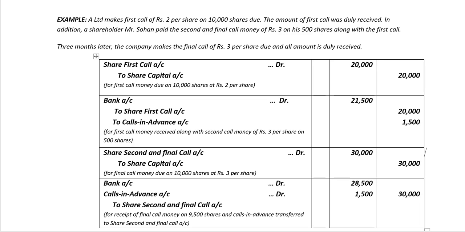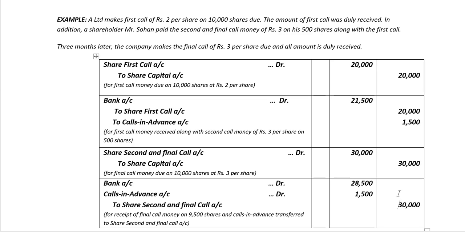Now, the next entry, when the amount of the second and final call is received, we will receive only 28,500 rupees because 1,500 rupees Mr. Sohan has paid along with the first call. So we will debit bank account with 28,500 rupees. We need to transfer the calls in advance account of 1,500 to the second and final call. So we will debit calls in advance account 1,500 rupees to share second and final call account 30,000 rupees.